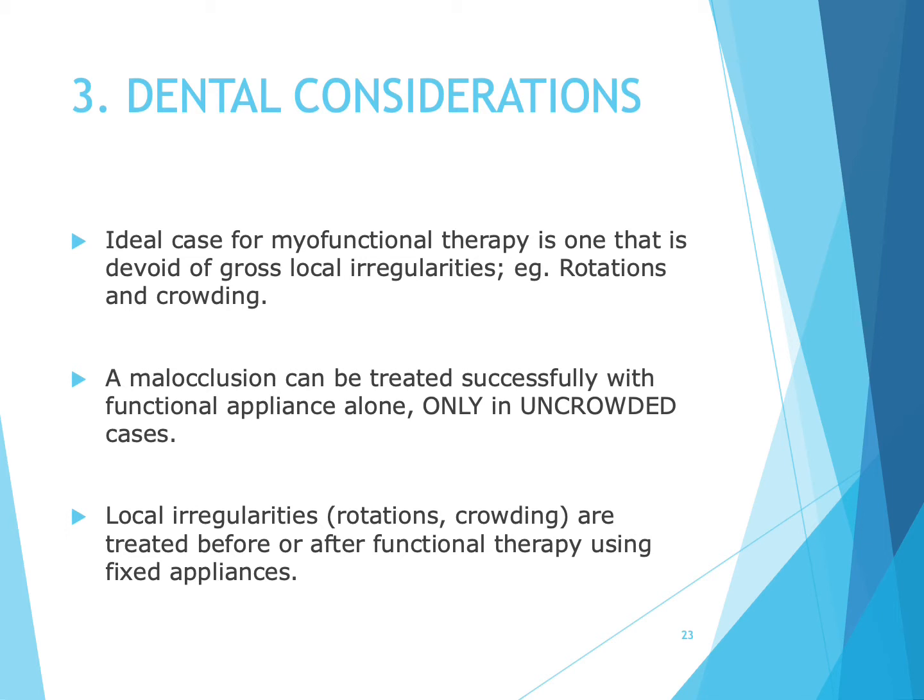For dental consideration, an ideal case for functional appliance therapy is one that is devoid of gross local irregularities like rotation and crowding. Only in uncrowded cases is it likely that a malocclusion can be treated satisfactorily by functional appliances alone. The local irregularities are treated prior to or after functional therapy with fixed appliances.